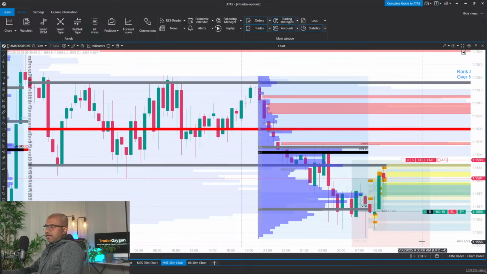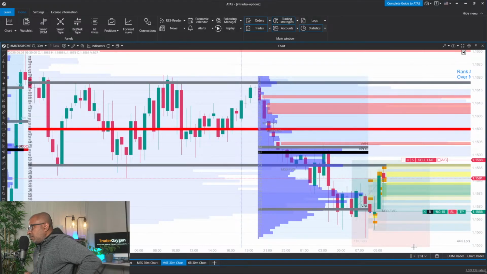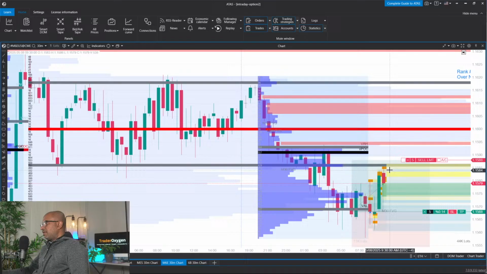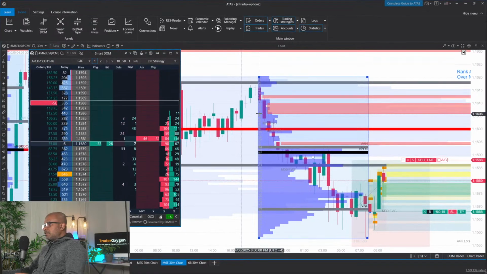However, having said that, price can do whatever it wants, and it could stop you out. Okay, it could happen. Now look, we're just 3 ticks away from the take profit, but we are still waiting, right? Because price decided to come down. What's happening in the smart DOM?